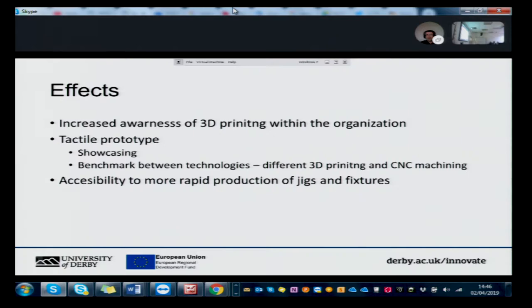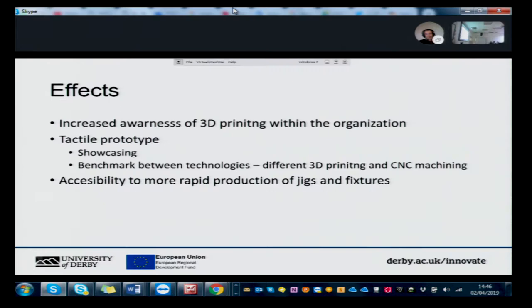Also, the tactile prototype was important for the company because they were able to showcase it at the Farnborough Air Show. This is one of the world's biggest air shows, where we have visitors from all over the world. And they were able to benchmark between technologies, different 3D printing and CNC machining: cost effectiveness, time effectiveness, and most importantly, the dimensional accuracy of our 3D prints compared with different 3D prints and CNC machining. This is insanely important in the case of aerospace elements. You don't want anything to go wrong in your airplane.